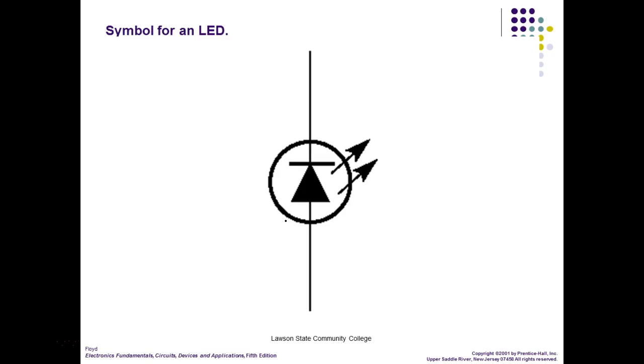So this is the symbol for a light emitting diode. Most people leave the circle off. That's all the symbol of a diode. And then they'll put the two arrows pointing out from it at an angle, exactly 45 degrees, right? Now, what happens is we forward bias these things, they light up, we reverse bias them, they turn off.